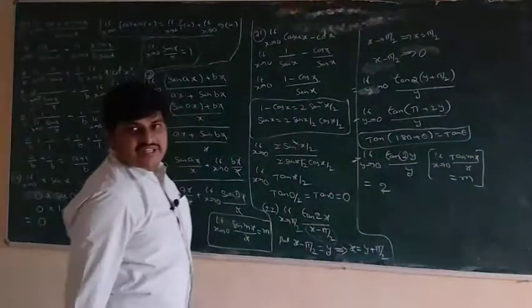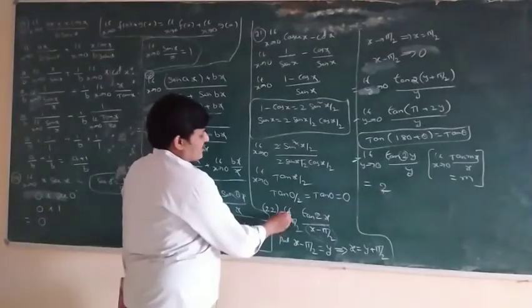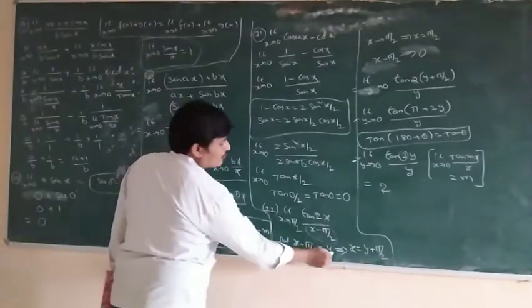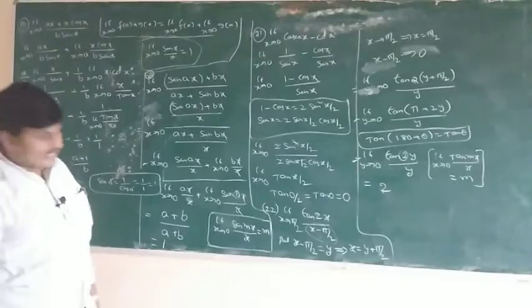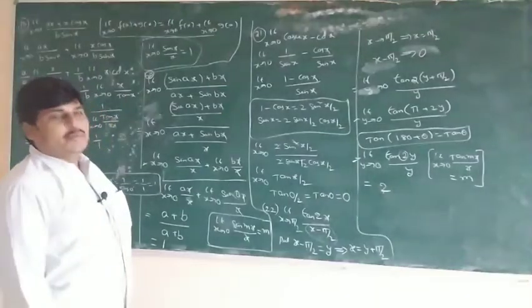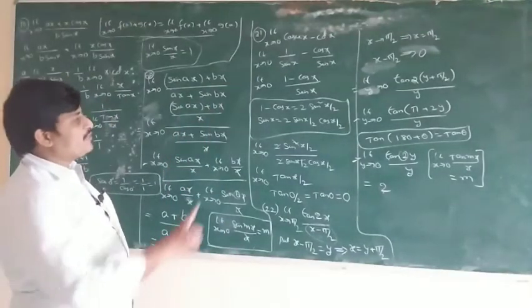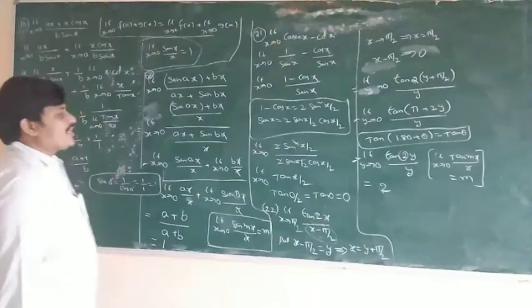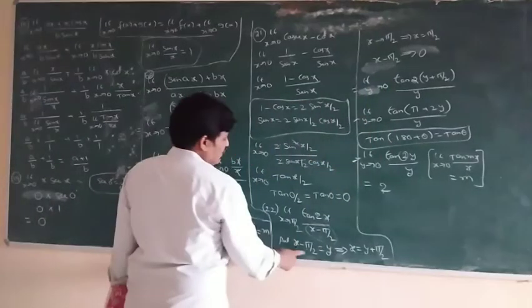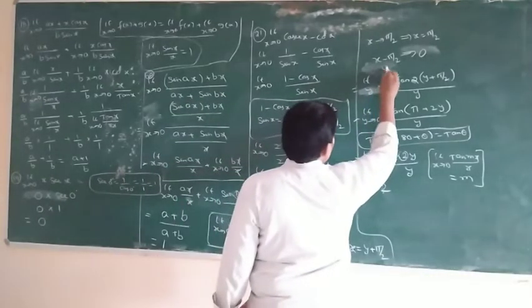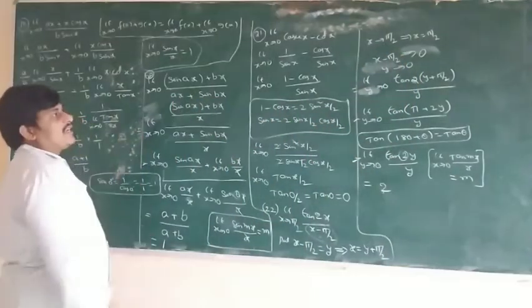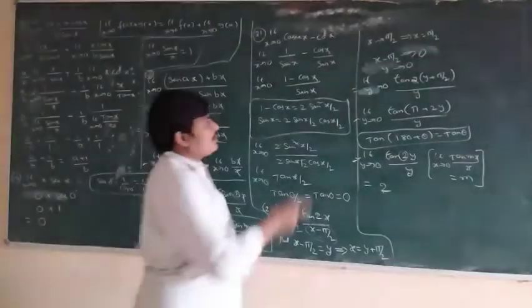Once again, limit x tends to pi by 2, tan 2x by x minus pi by 2. Put x minus pi by 2 is equal to y, so x is equal to y plus pi by 2. X tends to pi by 2 means x minus pi by 2 tends to 0, so y tends to 0.